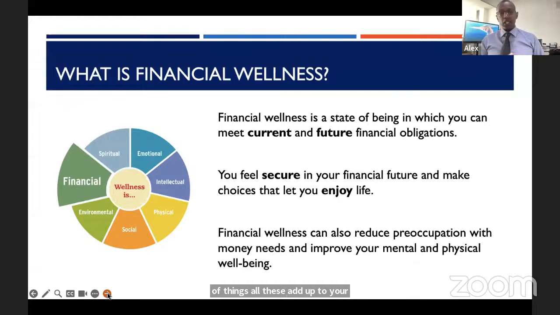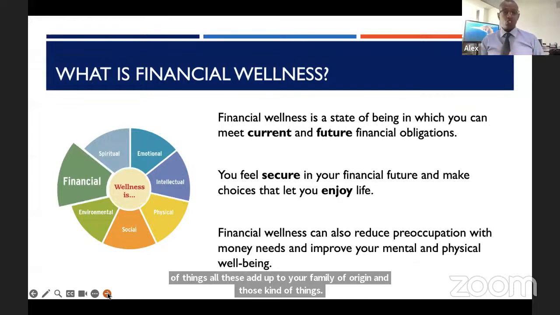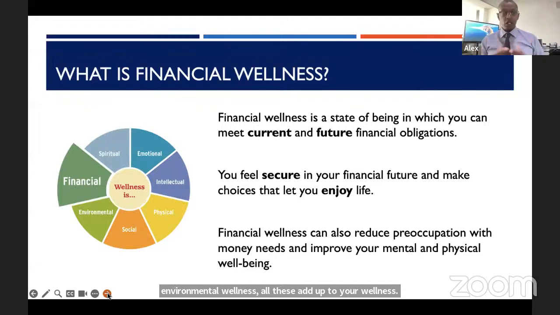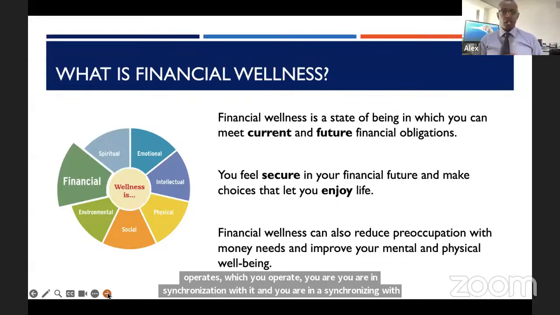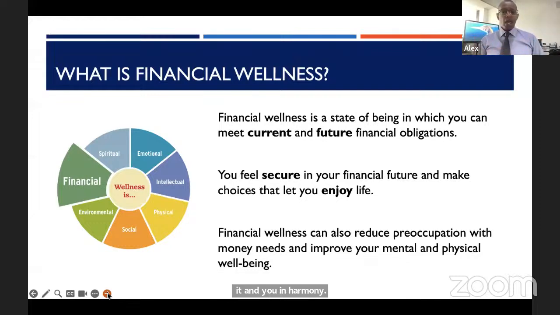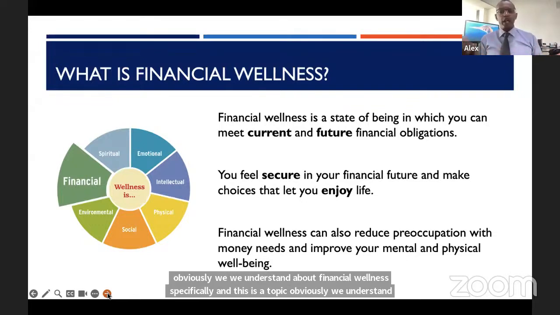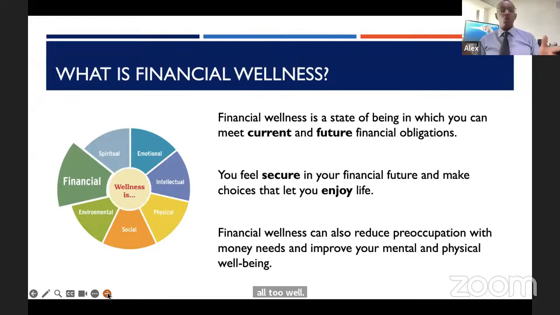And then there's your environmental wellness, making sure that the climate within which you operate, you are in synchronism with it, and you're in harmony. But today we are talking about financial wellness specifically, and this is a topic obviously we understand all too well. And it basically relates to your current and future financial obligations, how you are in balance with those issues, how the current situation fits in with the future, and how you feel in balance. Do you feel secure about your financial future? And are you making the choices that will allow you to enjoy life now as well as in the future?